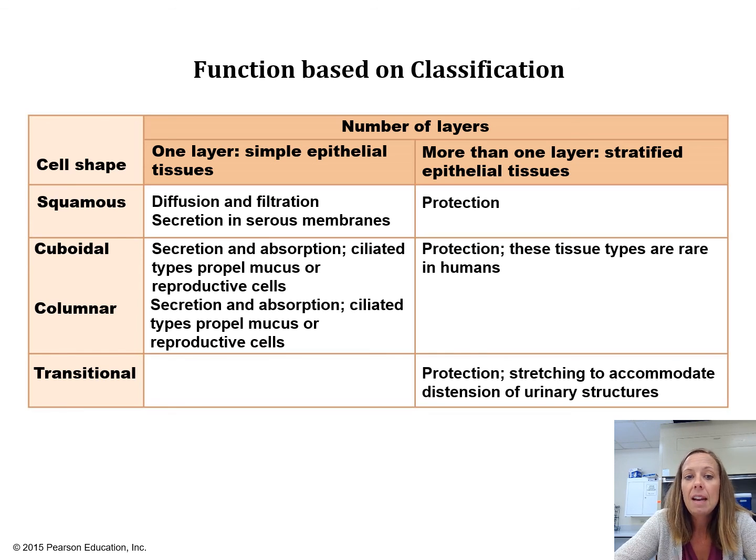If they're ciliated, they're going to move stuff, so propel things or move things. The cilia just kind of wave and push stuff around. If they're multiple layers, they're also going to be used for protection. They are very rare in humans. We don't actually study the multiple layer, just know cuboidal and columnar, if it's stratified, will be protection. And then transitional is only in more than one layer. So transitional cells are going to be for protection. So they're going to stretch to accommodate an increased amount of fluid.